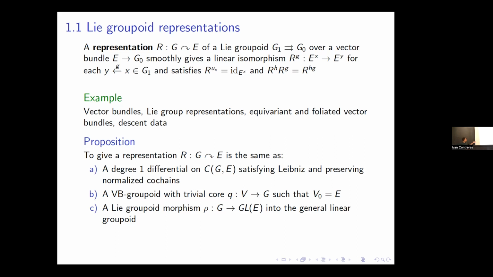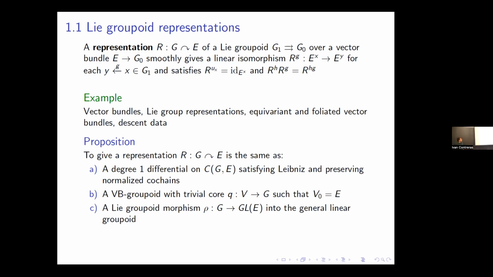And there is also a nice point of view in which you can think of a representation as a groupoid morphism into the general linear groupoid. This general linear groupoid arises out of the vector bundle, and it consists of the fibers of the vector bundle as objects and linear isomorphisms between two fibers as arrows.